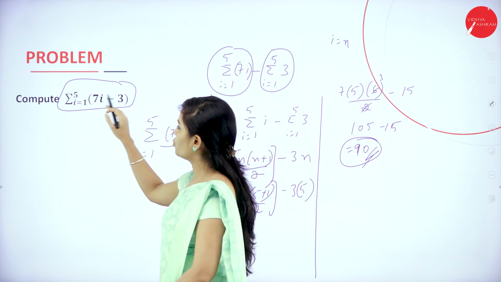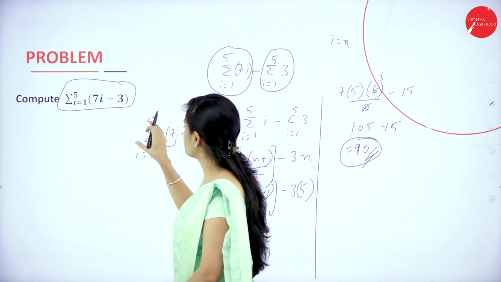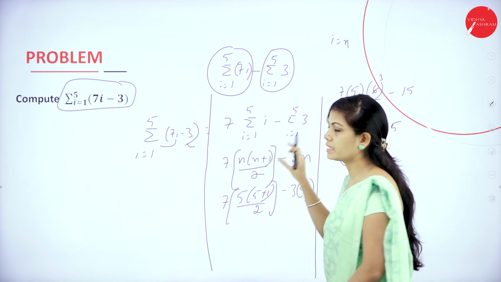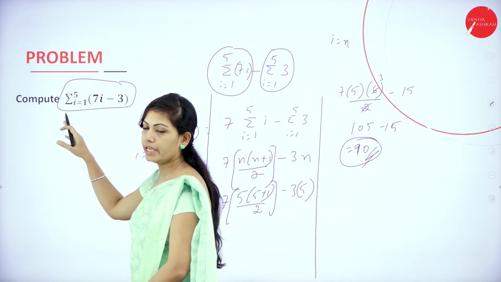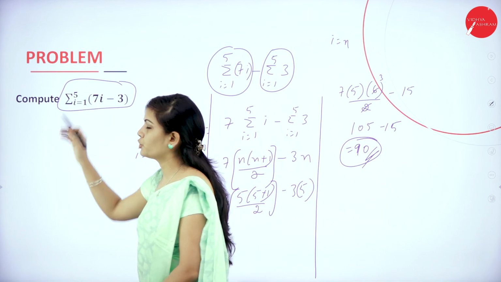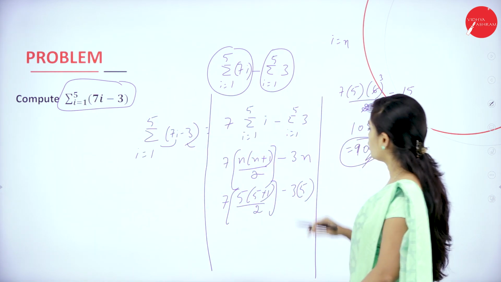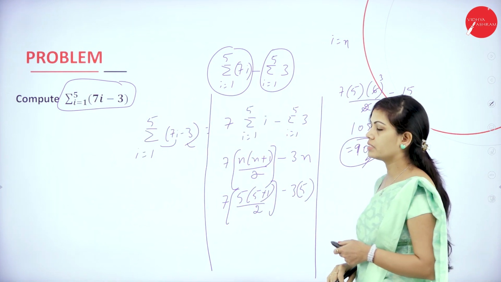So here you have two terms. If you get two terms, you can separate the terms and easily you can simplify. So here we know the value of i or n. So i is equal to 1 to 5. Substitute the value of n here. So you will get the final result.